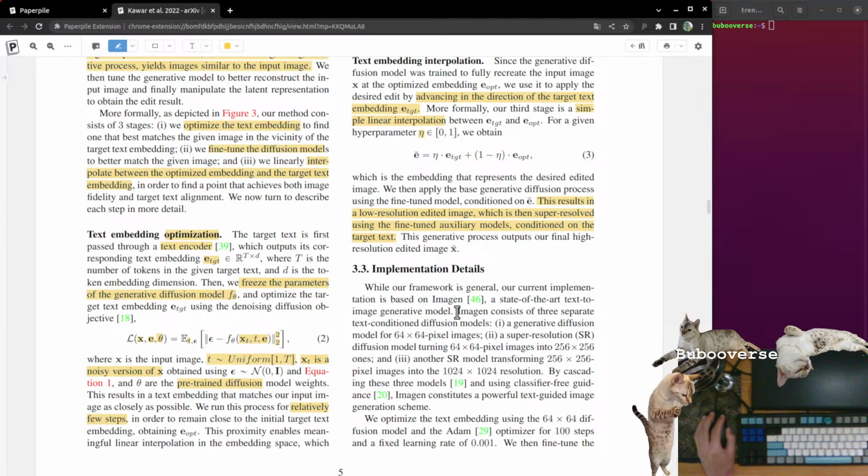Okay, so Imagen consists of 3 separate text-conditioned diffusion models. You have one where the actual generative part is working in a 64 by 64 pixel space. Then you have a super resolution model that turns the 64 by 64 into 256 by 256. And then you have a third super resolution model that transforms the 256 by 256 to 1024 by 1024.